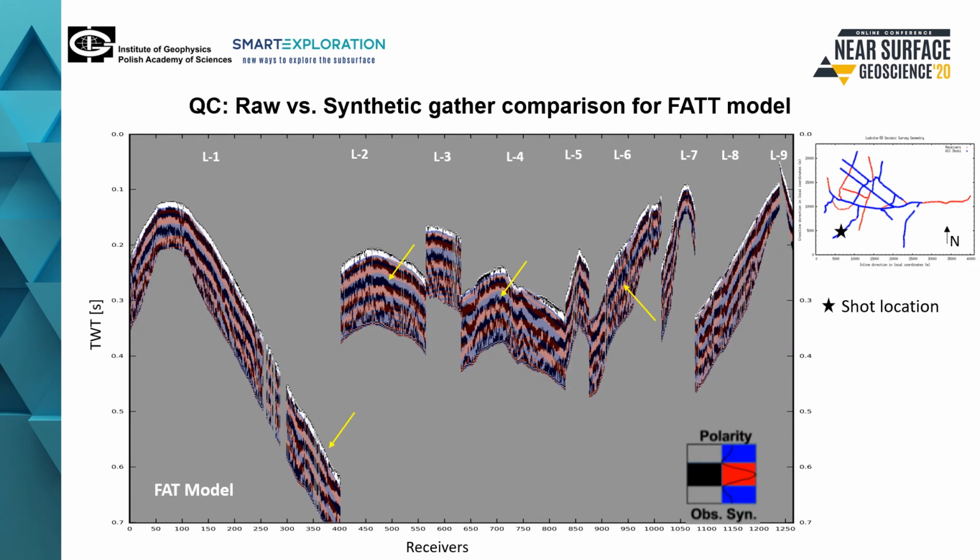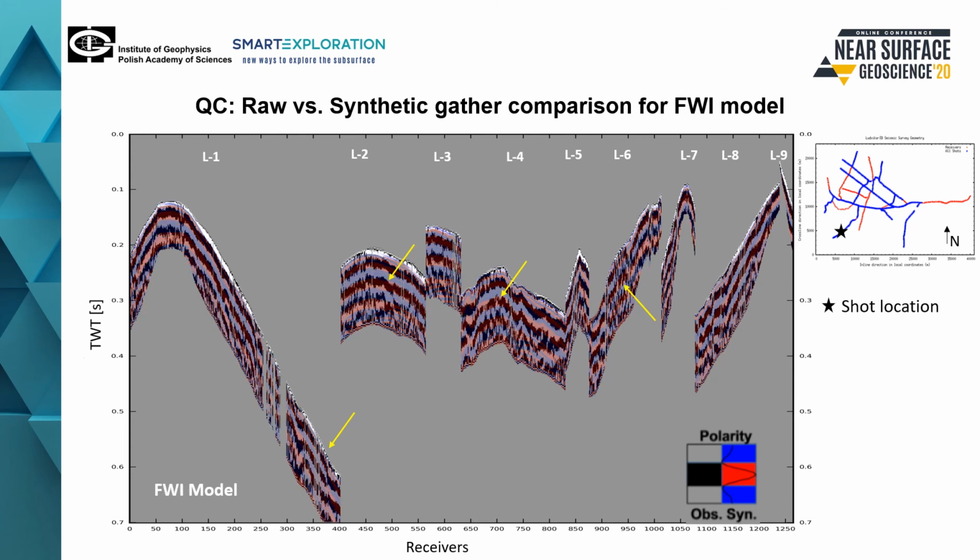The second method of QCing the velocity model is to compare the raw data with synthetic data produced from the velocity model. Here in the black and white, we can see the raw data. The blue and red is the synthetic data produced with the FAT model. If we follow the marked yellow arrow, we can easily observe that the obtained synthetic data has a phase mismatch at several positions. But the FWI model is very well matching the phases, which confirms that the obtained model is correct.